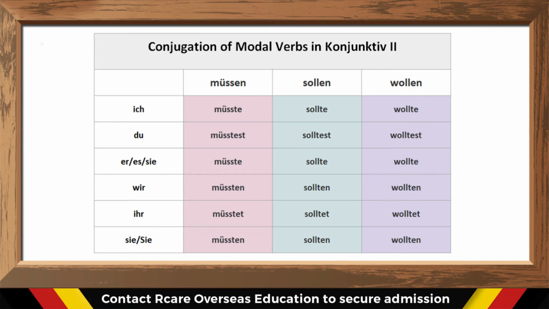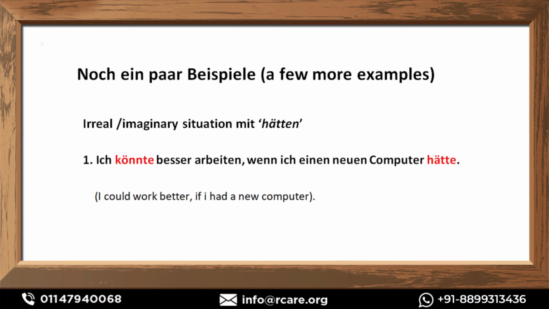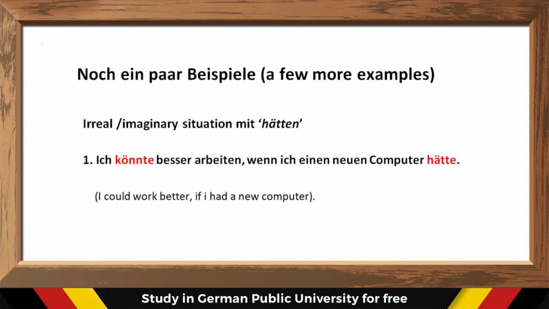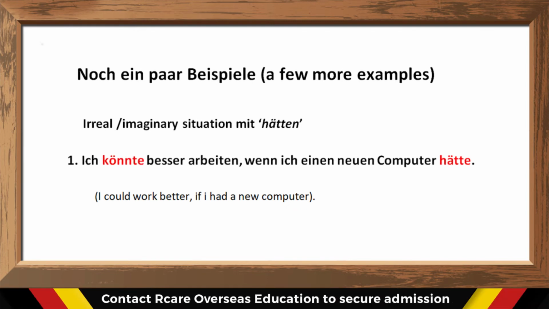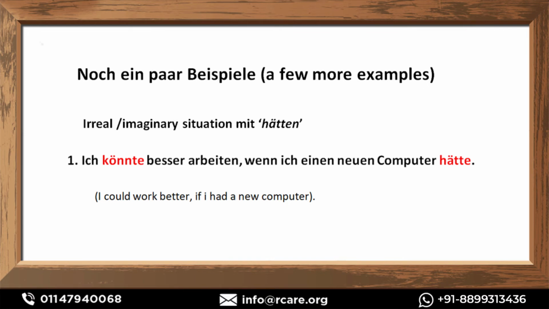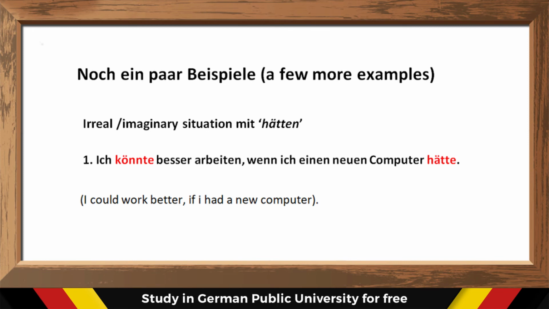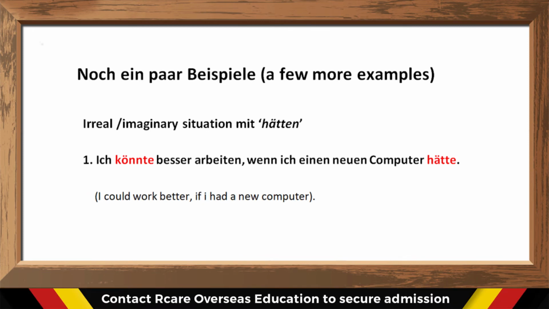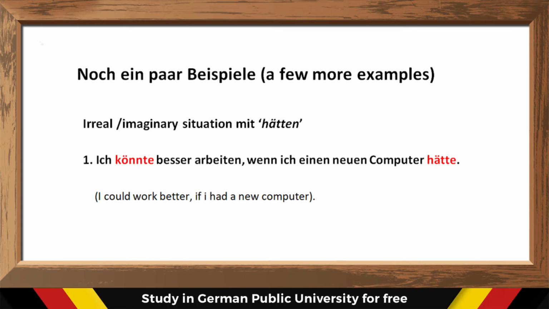Now we'll look at some more examples. The first example is an irreal situation with the verb hätten. Ich könnte besser arbeiten, wenn ich einen neuen Computer hätte. I could work better if I had a new computer. As you can see here, it is an irreal situation. I don't have a better computer, but if I had, I would work better.